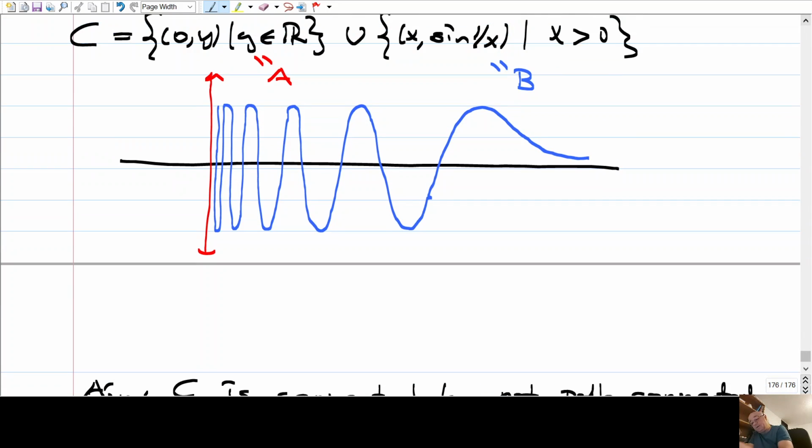Well, A is connected, right? A is just a line segment. It is path connected. B is also path connected because any 2 points on B, right? If you take any points on B, there is this path joining these 2 points. Similarly, if I take any 2 points on A, they are connected by the line segment. Therefore, both A and B are path connected.